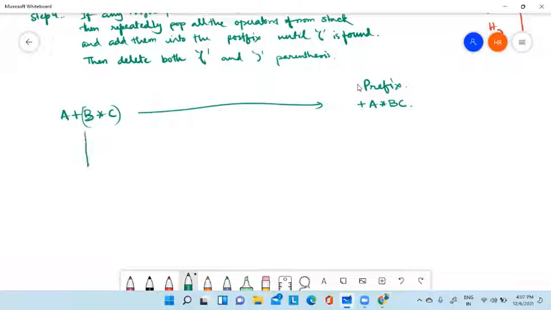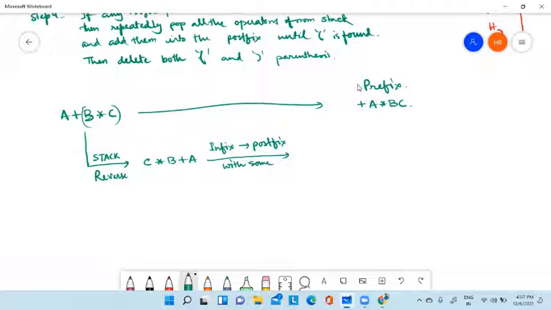See, first you have to apply stack to reverse the expression. So if we reverse the expression, it will be C into B plus A. Then what will I do? I will perform the infix to postfix conversion with some modification. কিছু মডিফিকেশন করতে হবে অ্যালগরিদমটার মধ্যে, দুটো জায়গায় মডিফিকেশন করতে হবে, আমি বলে দিচ্ছি.